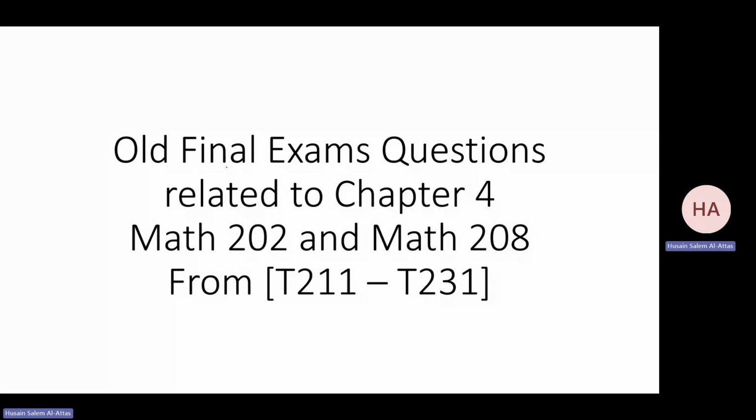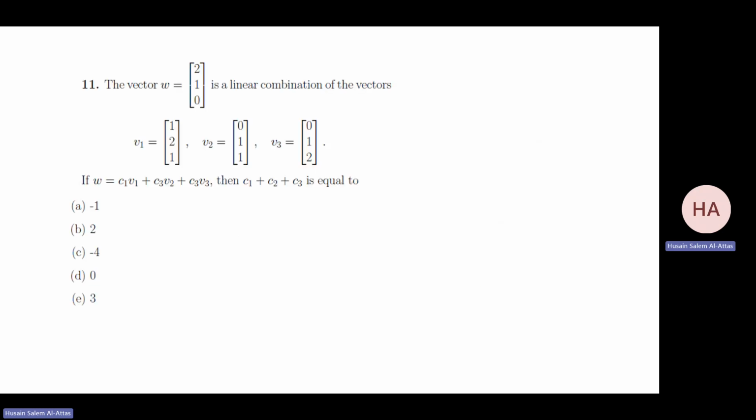Now we'll do these final exam questions related to chapter 4, which come in the exam format, not 202, we don't have, Math 208 from these terms, 211 to 231. Okay, let me do them one by one. The vector W, by the way, I'm starting from term 211.